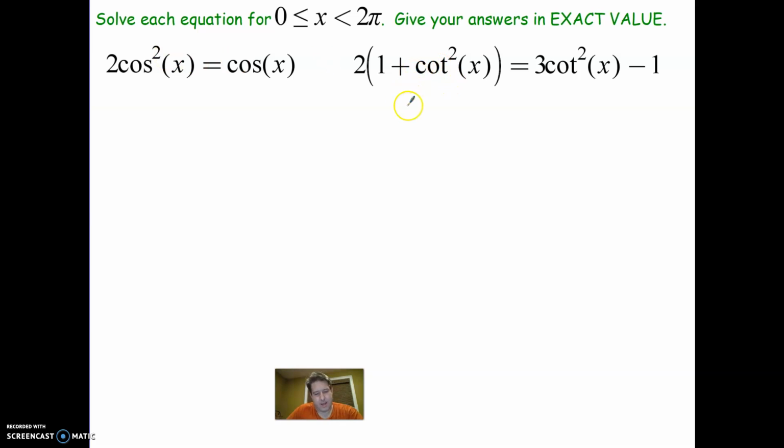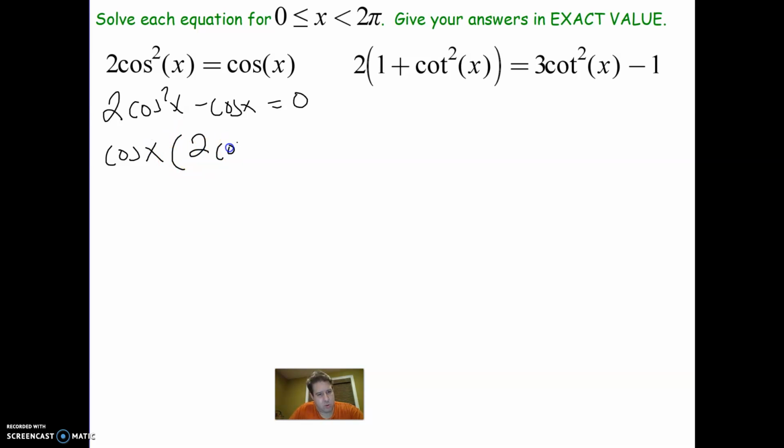Okay, on we go to the last slide that I'm going to be doing on this video, which I'm already at 9 minutes. So this time I'm going to do basically everything just the same. So first subtract cosine of x from both sides. All right, third try is a charm. Let's see if the pen works. So we have 2 cosine squared of x minus cosine of x equals 0. So factor out the cosine of x, and we've got 2 cosine of x minus 1.